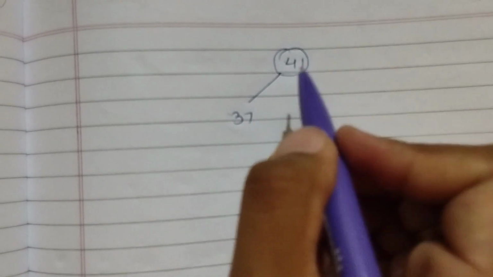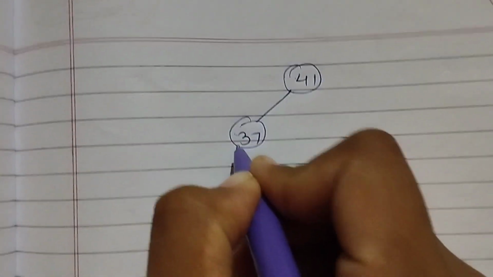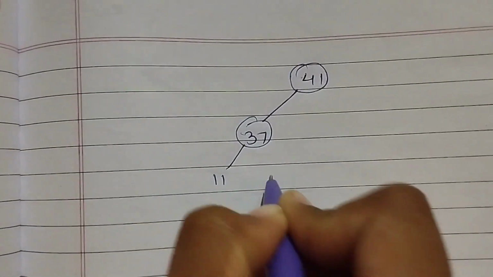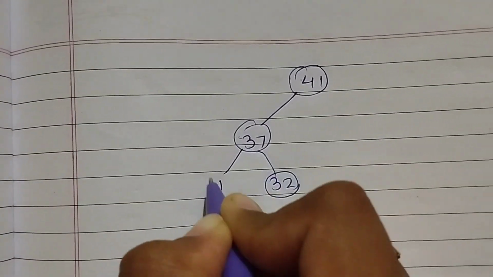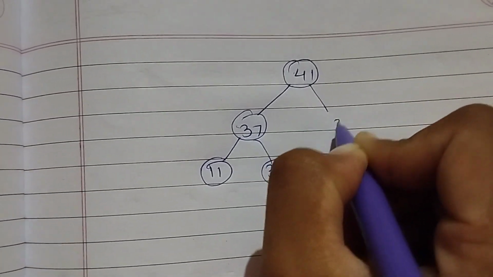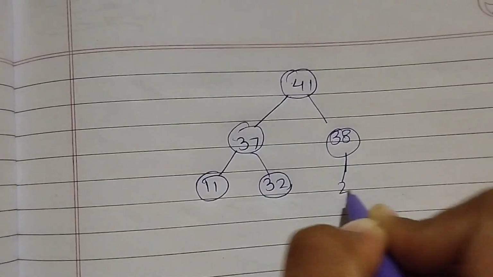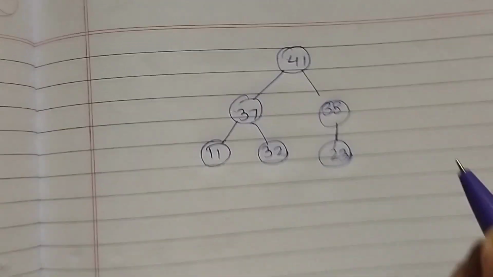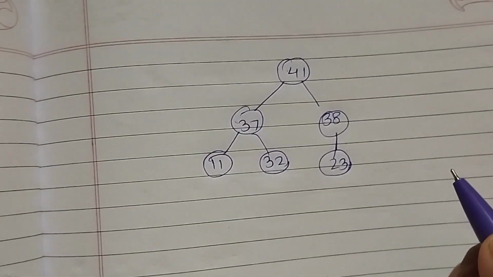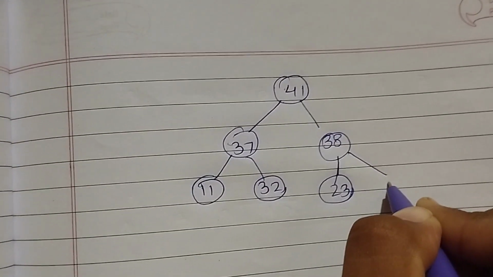Now our heap is like here is the 37, 11, 32 and here is 38 and 23. Now the next element is the 22. So this again goes here for the right child.